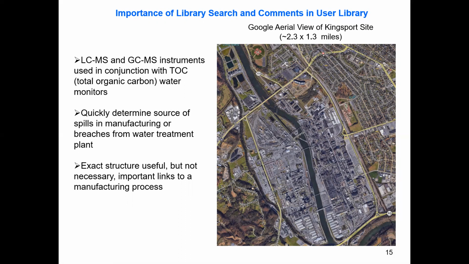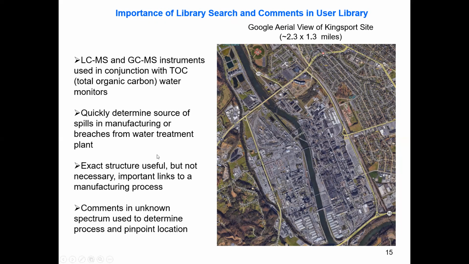So we add a lot of things to the library that we don't know what they are, but we do tie them with the comments to specific plant processes or R&D processes. Very valuable aspect of having a user library. And of course, the comments are the critical part. If you know where it came from, our environmental people can quickly decide where it's being manufactured at that point in time.